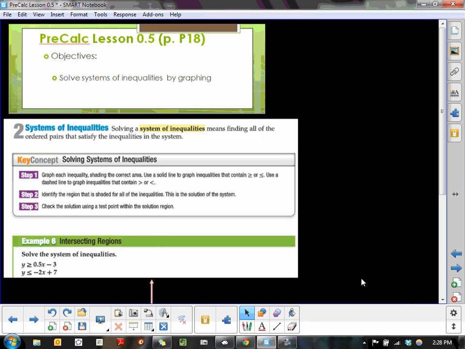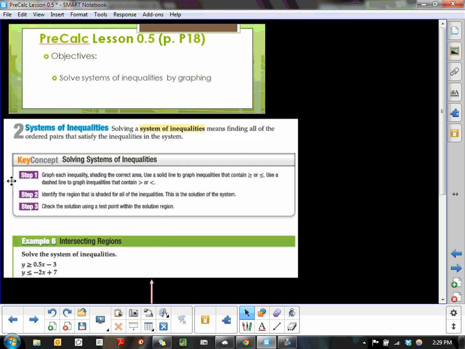In the next examples, we're going to look at solving systems of inequalities by graphing. So systems of inequalities means that we're going to find all of the ordered pairs that satisfy the inequalities in the system. With inequalities, we're going to have an infinite number of solutions, or we're going to have no solutions. Or if there is a boundary line, we still have an infinite number of solutions, but we could just end up on the same boundary.